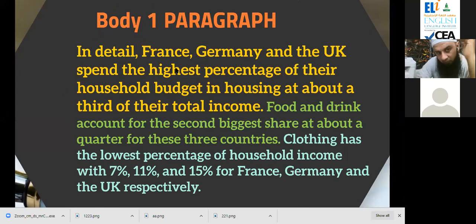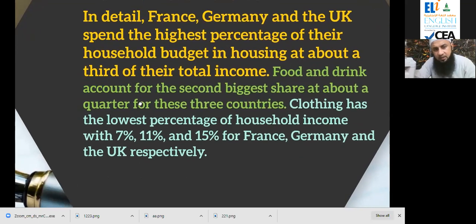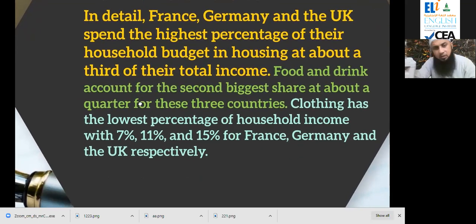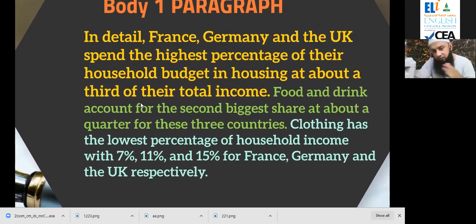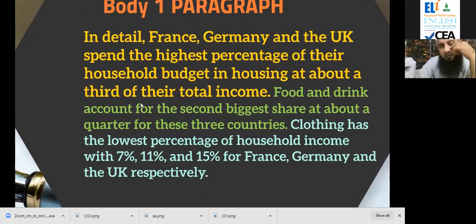Look, you told the highest percentage in the first sentence. Okay, then you come to food and drink. Food and drink account for the second biggest share, at about a quarter for these 3 countries. Quarter means 33% or 25%. Clothing then comes as the lowest percentage of household income, with 7, 11, 15 for France, Germany, and the UK respectively. Here we told the percentage. So that is one paragraph.